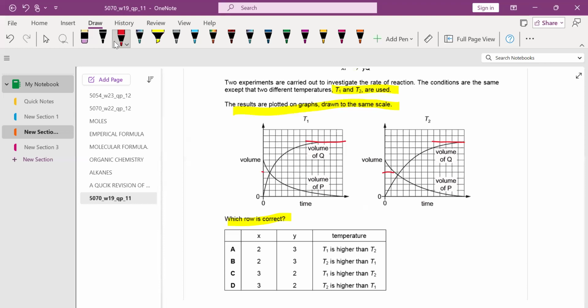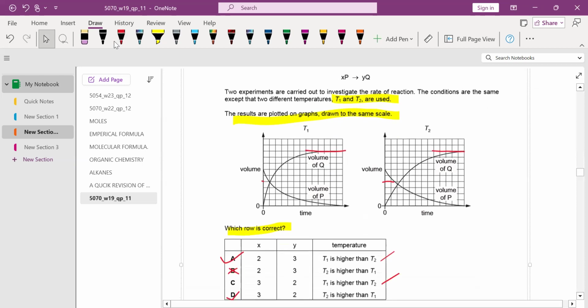So here are two options for T1 being higher than T2: option A or option C. Options D and B are incorrect. Now X and Y. You need to estimate the moles of X and Y. Either they are 2:3 or 3:2. So they are 2:3. According to this, option A is correct for question number 15.